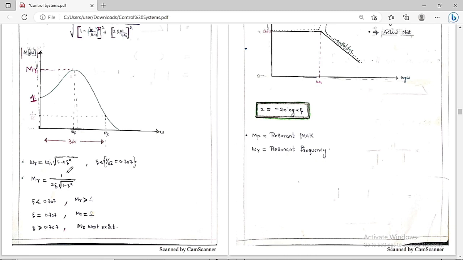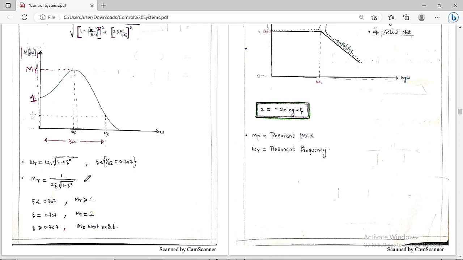So we can say that the resonant frequency is equal to omega n into root over 1 minus 2 zeta square, and the resonant peak is equal to 1 by 2 zeta root over 1 minus zeta square.